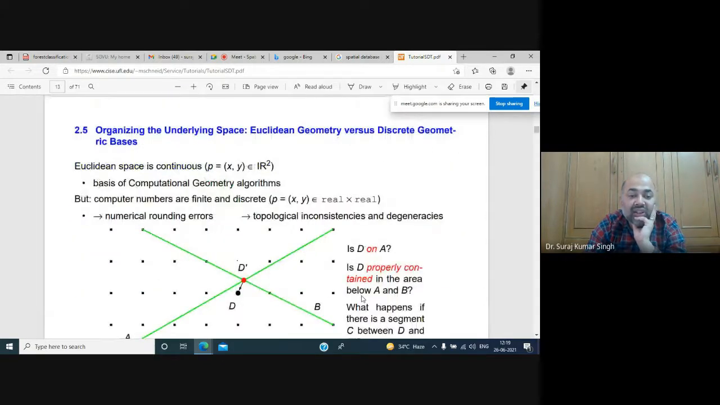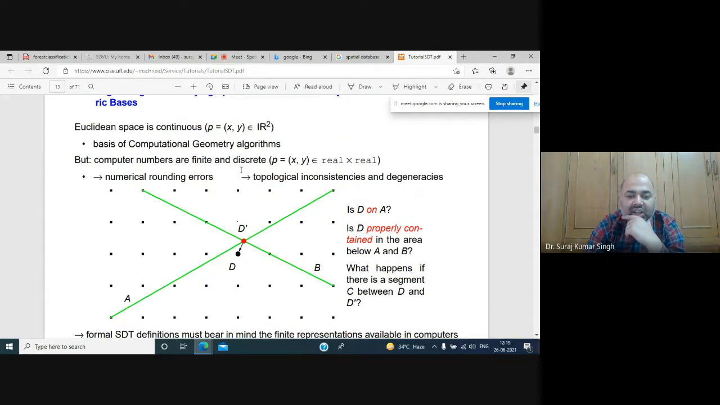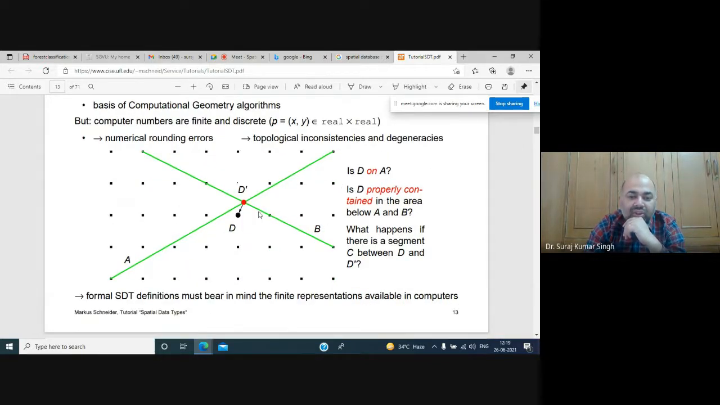So whenever you're organizing the underlying space using Euclidean geometry versus discrete geometrical basis, Euclidean space is a continuous feature that is based on conceptual geometric algorithms, but the computer numbers are finite and discrete, that is x and y, that is real data. So whenever you're putting the numerical rounding errors and the topological inconsistency, then what you have to do, like this is the point D.